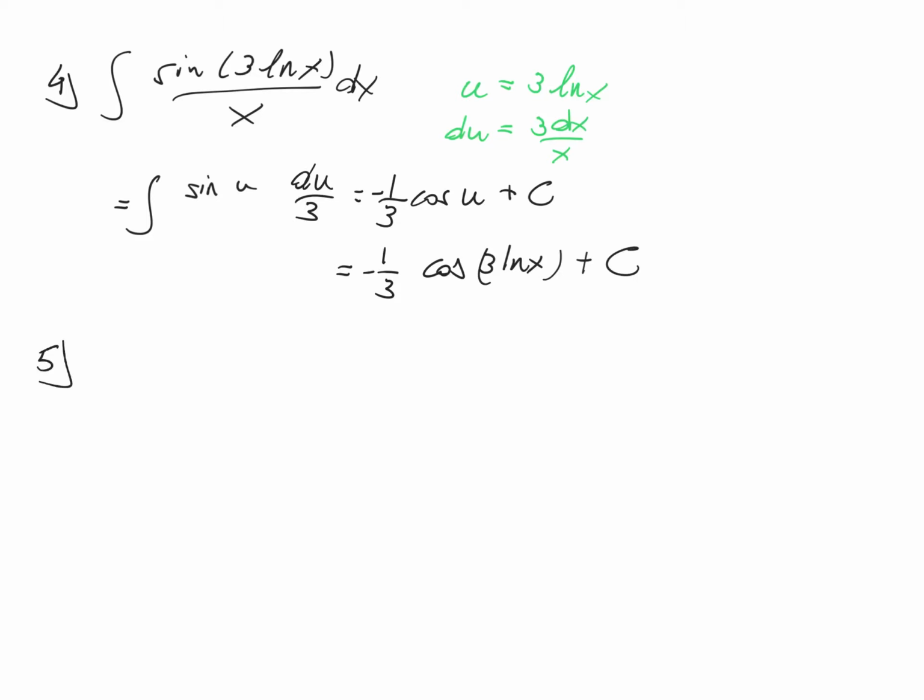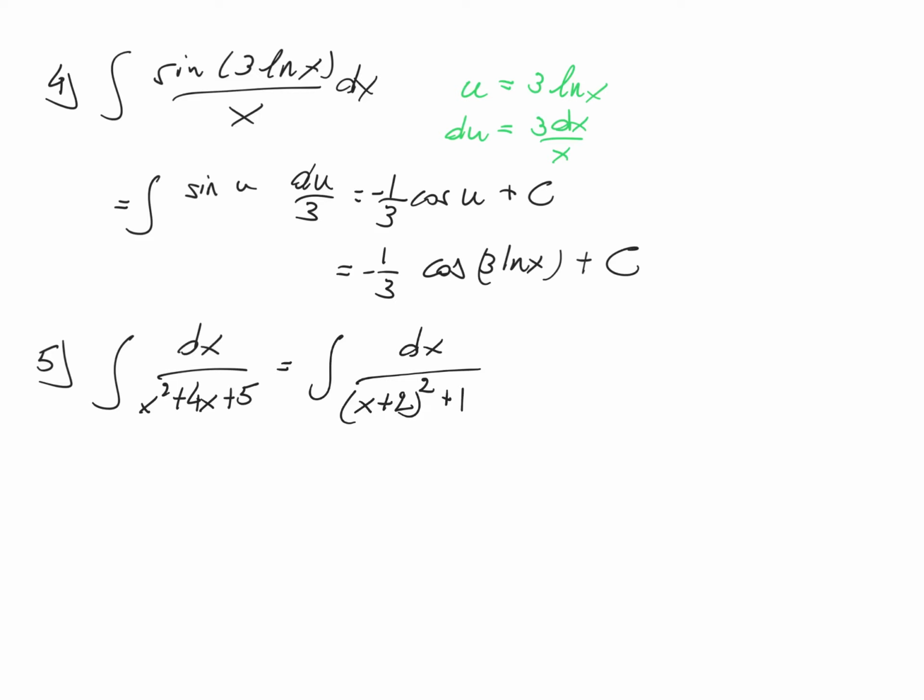And then for the final example, calculate the integral of dx divided by x squared plus 4x plus 5. For this one, the substitution is less clear, but if we look back at the list of formulas, we know the integral of dx over x squared plus 1. So maybe we can try something like that. So what we have here is x squared plus 4x plus 5. And you see that this is actually x plus 2 squared plus 1. So x plus 2 squared is x squared plus 4x plus 4, and then plus 1.